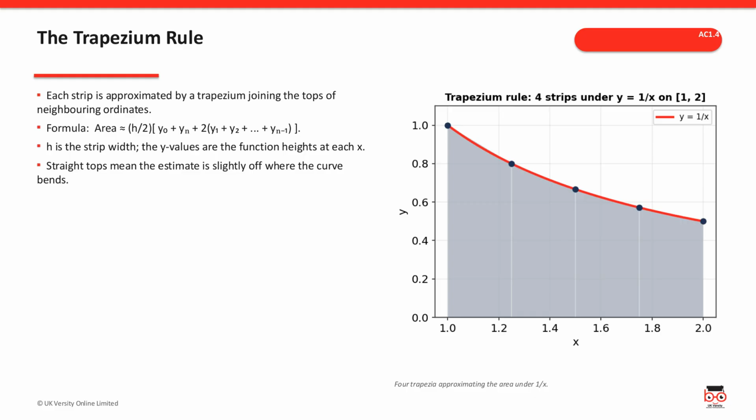Let's take the trapezium rule properly. You approximate each strip by a trapezium that joins the tops of neighbouring ordinates, those ordinates being simply the heights of the curve at each x. The formula is h/2 times the first ordinate plus the last, plus twice the sum of all the ones in between. So the two ends are each counted once, and every value in the middle gets doubled. Because the tops are straight, the estimate is slightly off wherever the curve bends.